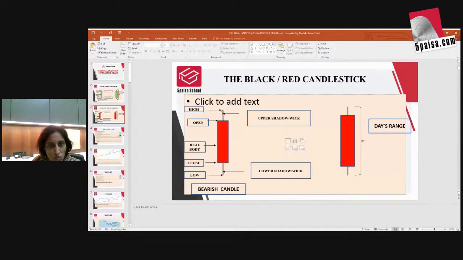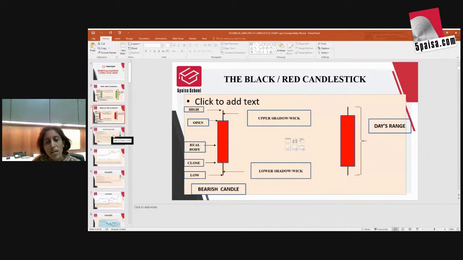So this is the highest price for the day which has been reached with reference to that particular stock or any kind of asset class, and this is the lowest price of the day. But how will you identify that this is a bearish sentiment? In that case, you have to look essentially at the opening price and the closing price. The closing price will be below the opening price for that particular day. And this is the day's range, as to what was the highest price and what was the lowest price.